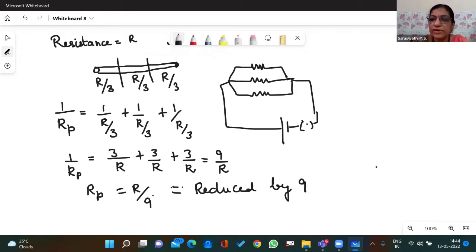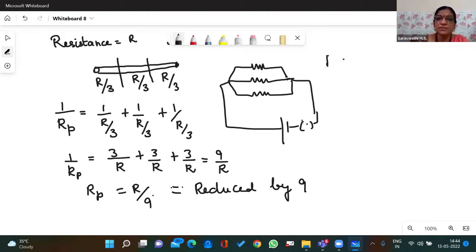Will the resistivity change? No, ma'am. For a material, resistivity will not change. What is the factor which is going to affect resistivity? Temperature, ma'am. Temperature alone and nature of the material. So what are the factors which affect resistance?